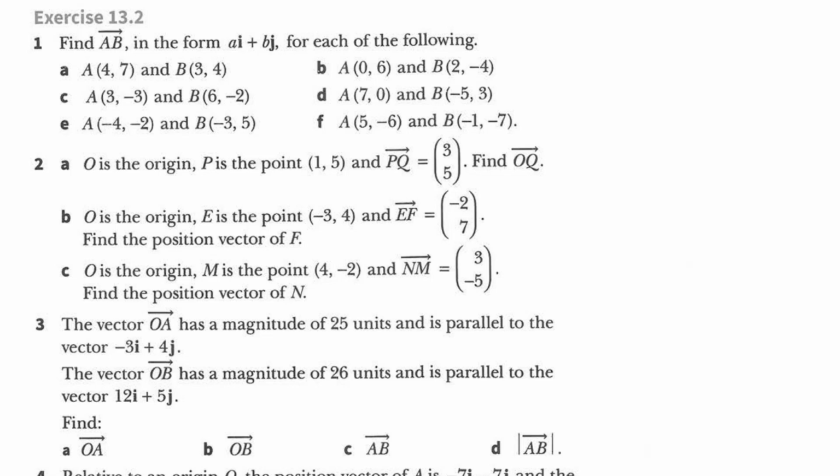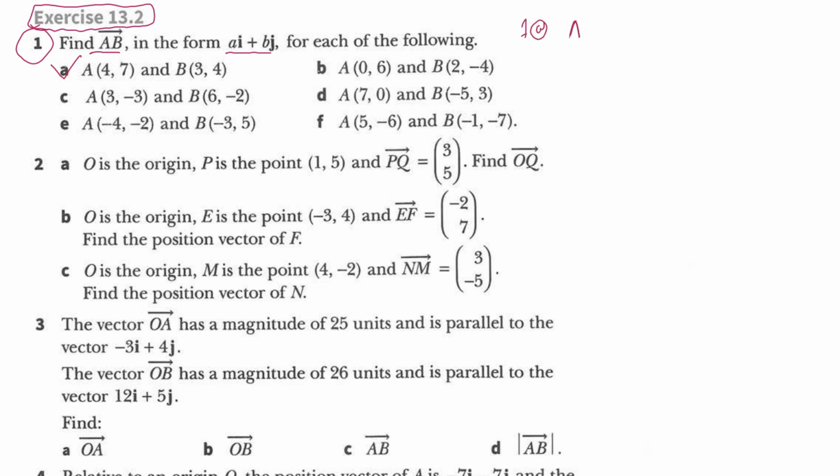Welcome to my tutorial. In this video we are solving vector exercise 13.2 from the Cambridge Admit book. We are going to show you question number 1. It is written here: find vector AB in the form of ai plus bj for each of the following cases. So let us start with question number 1a.